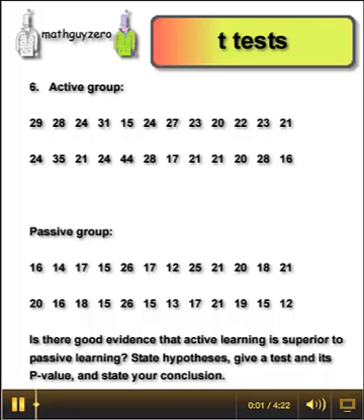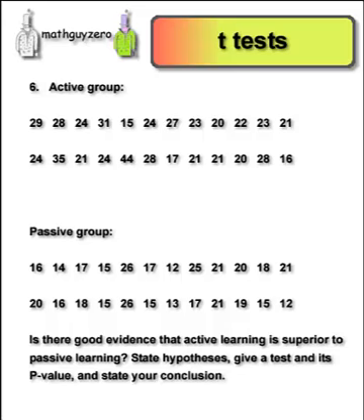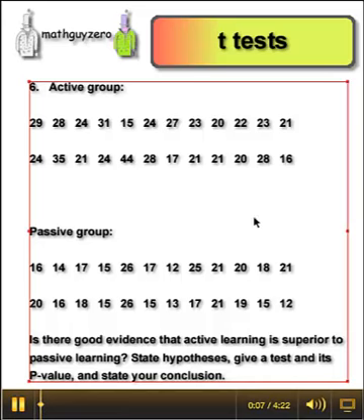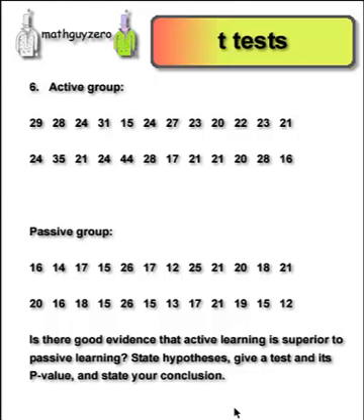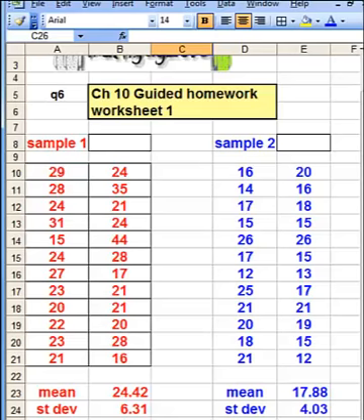Two-sample t-test. We don't know the standard deviation for the population or the population mean. We're just going to compare these two groups together. Let's go ahead and use Excel to get the mean and standard deviation from both samples.